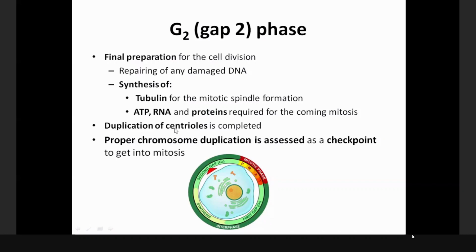And again, a second checkpoint is here. This second checkpoint is to assess the proper chromosome duplication. The state of chromosome duplication, whether it is correct or not, should be assessed. And if things are all correct, again, certain proteins will be triggered, and this would lead to activation of the cell to get into the next phase. The next phase is mitosis.